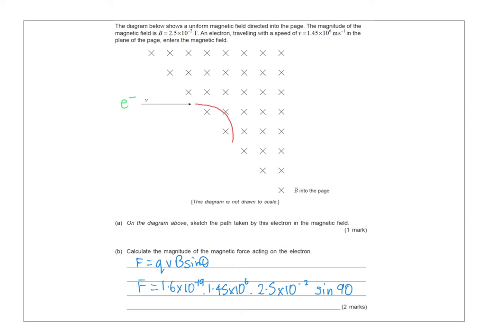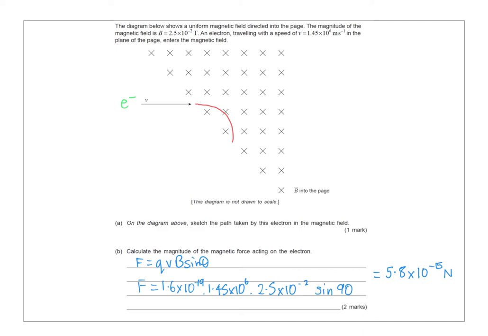If we plug all of that into our calculator, so all that equals 5.8 times 10 to the minus 15 newtons. So, hopefully you can see that one, fairly straightforward process.